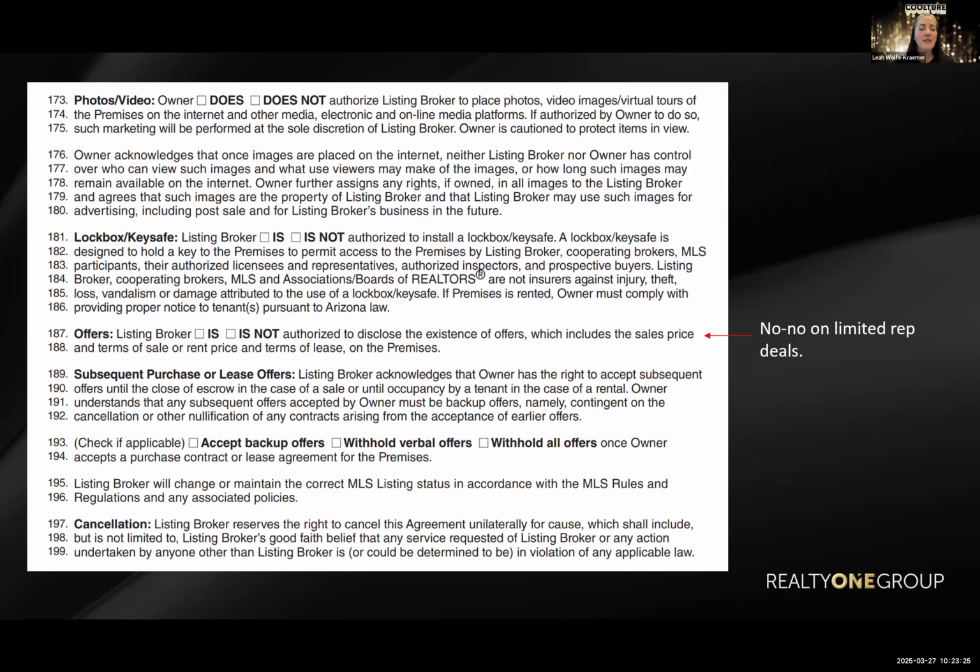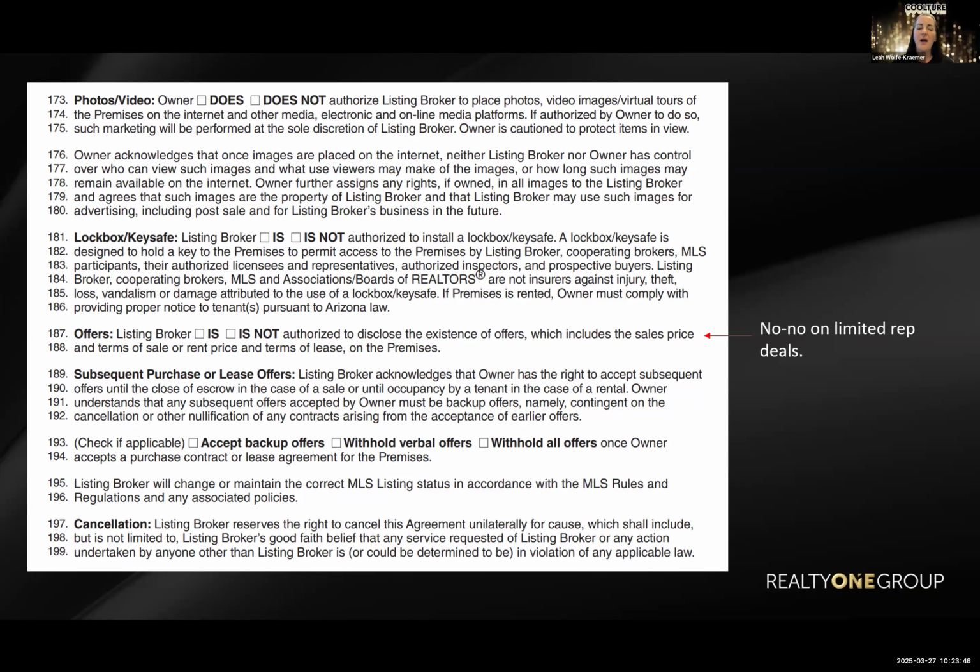Listing broker is or is not authorized to disclose the existence of offers, which includes the sales price and terms of sale, or rent price and terms of lease, on the premises. So generally speaking, I get snarky. Especially in the case of multiple offers, if I were to call as the buyer's agent and ask the listing agent, hey, do you have other offers on the property? They say, yes, we do. Say, excellent. Can you let me know what those terms are?